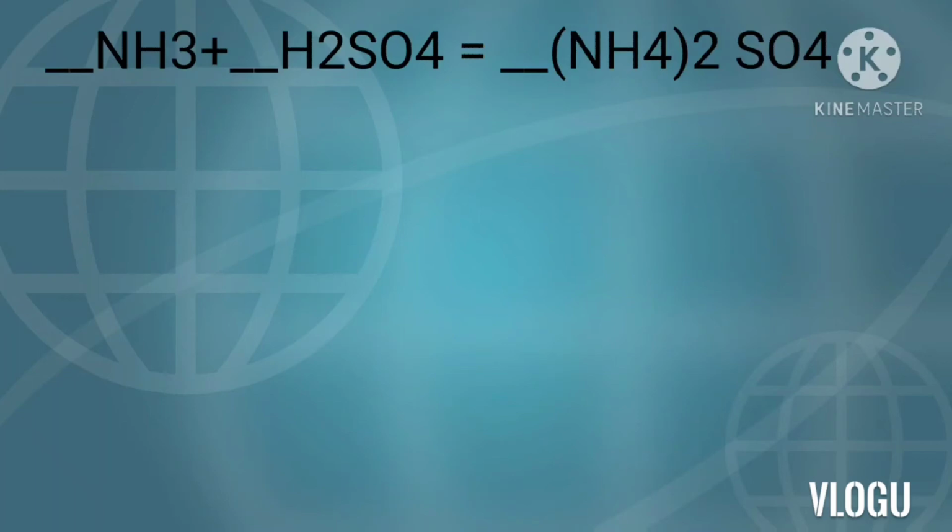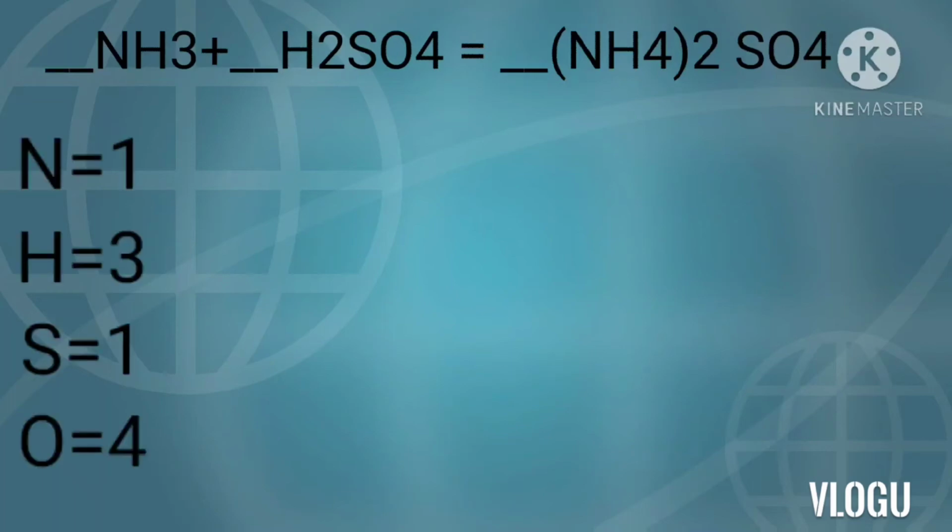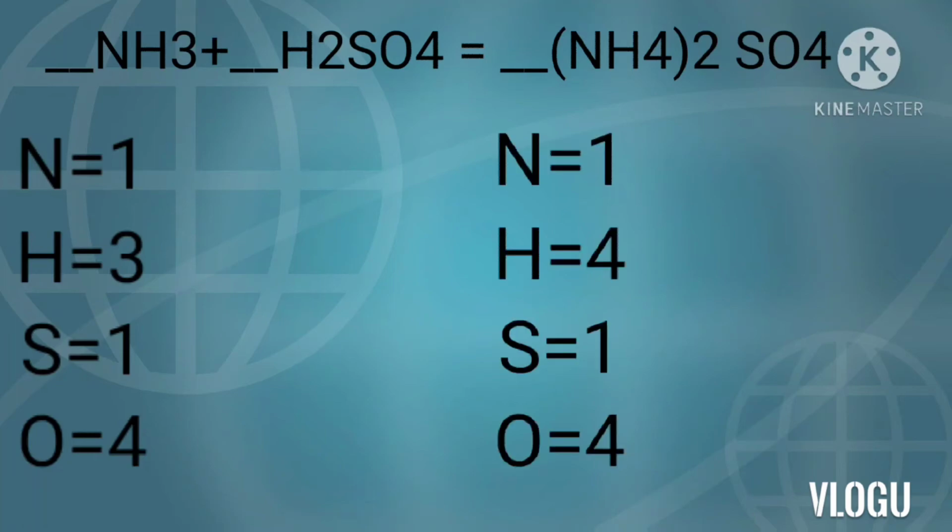Our first example, nitrogen hydride plus hydrogen sulfate equals nitrogen hydride sulfate. On our first side, how much does nitrogen have? We have 1, hydrogen has 3, sulfur has 1, and oxygen got 4. And on the other side, we have nitrogen 1, hydrogen 4, sulfur 1, and oxygen 4. If you noticed, on the left we have 1314 and on the right we have 1414, meaning to say it's not equal. So to make it equal, we have to fix it.